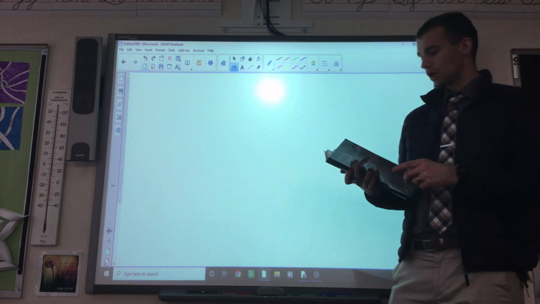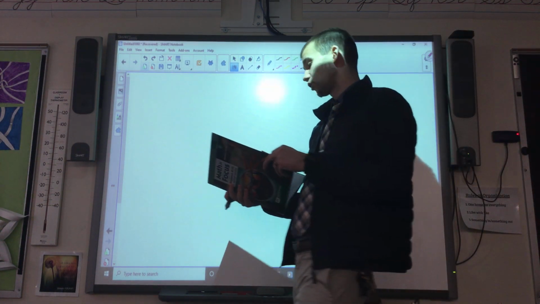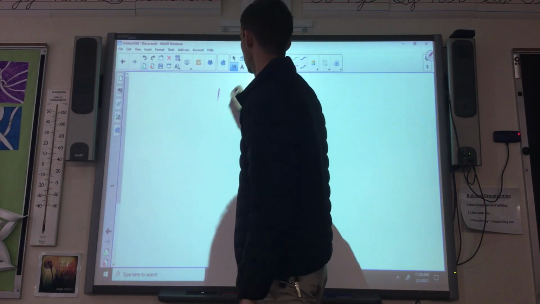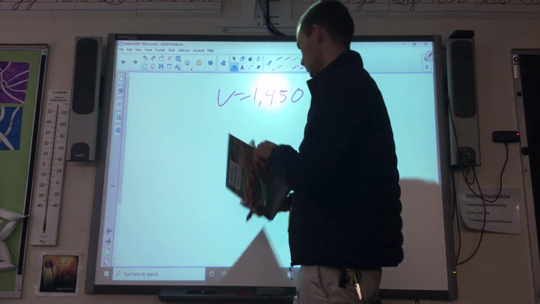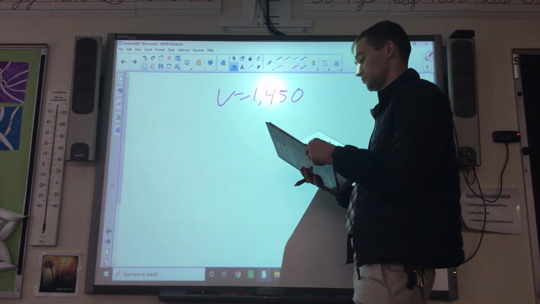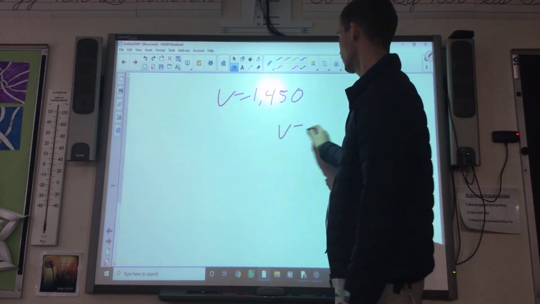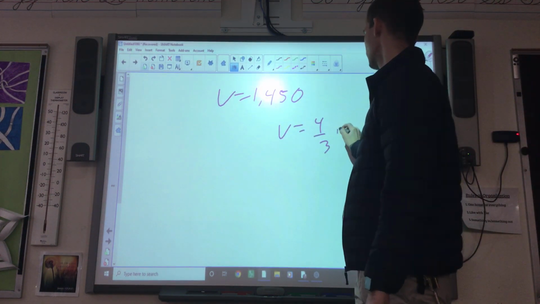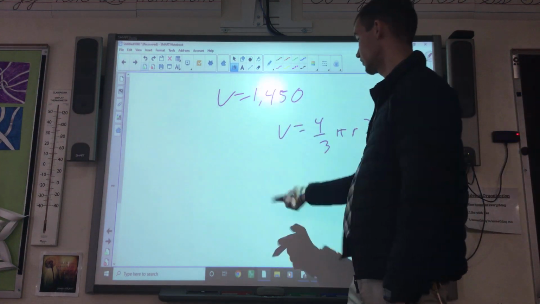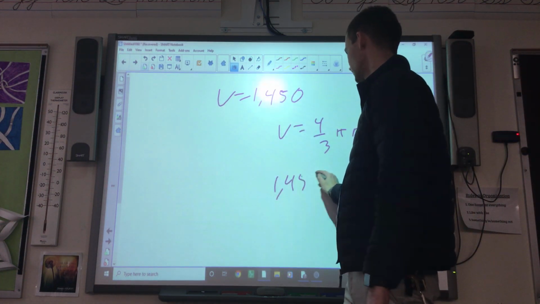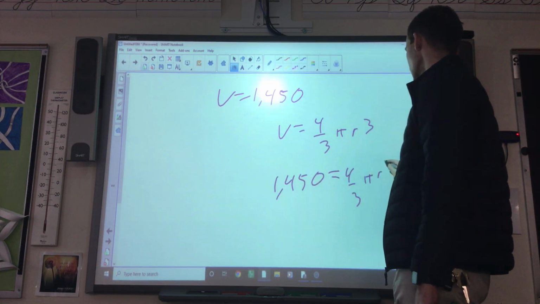So let's go to guided practice number 2, page 158. It says volume is 1,450. And that's all we know. So then we write the formula, 4/3 pi r cubed. Fill in 1,450 equals 4/3 pi r cubed.